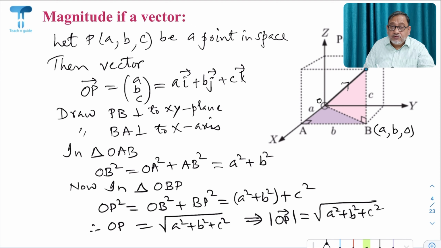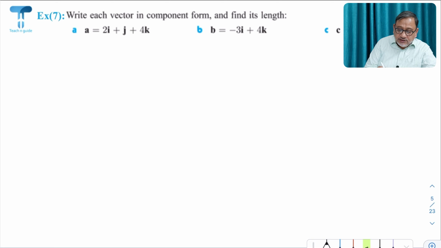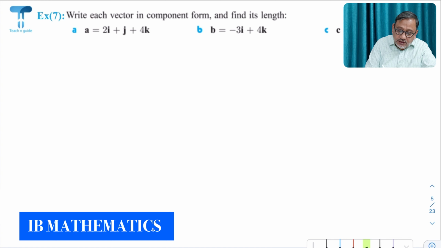C square. So how do we write the magnitude of any vector in space? Its x component square plus its y component square plus its z component square, in the square root form. Okay. So let us try a few questions here. I have taken some questions here. So write each vector in component form and find its length. Okay. Here we have to find their length.